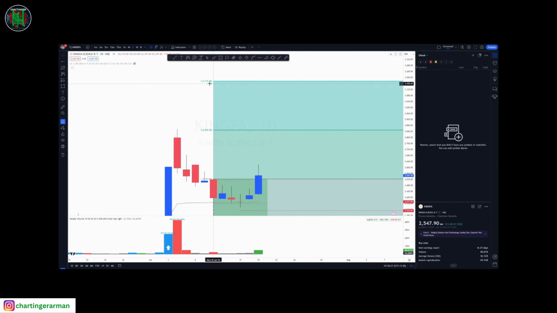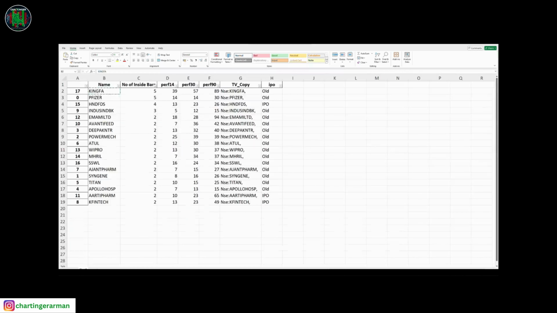So the stock that I'm discussing with you guys is just for the learning purpose. I am not recommending anything. I am just going based on the Excel sheet that is generated from the system.